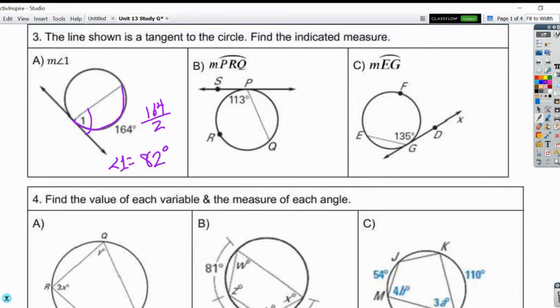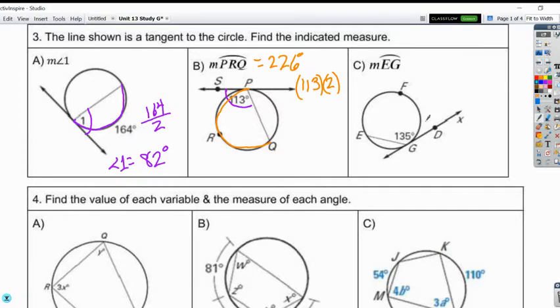Part B gives me an angle of 113 degrees. I'm asked to find arc PRQ. So the angle goes from the tangent all the way through to the chord, and I want the arc that is cut off in the same direction from chord endpoint to chord endpoint. So the angle is half as much as the arc. We're going to take that 113 and multiply it by 2. That will give us 226 degrees.